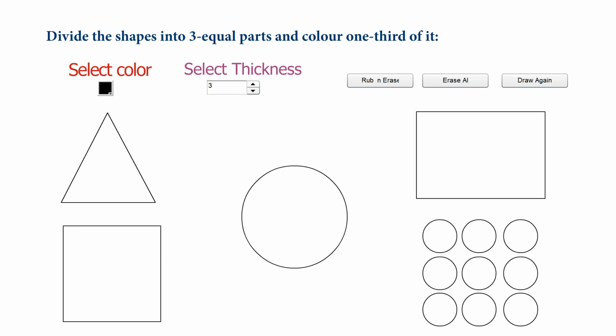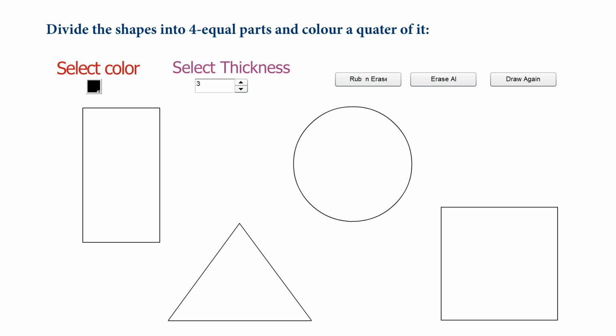Divide the shapes into 3 equal parts and color 1/3 of it. Divide the shapes into 4 equal parts and color 1/4 of it.